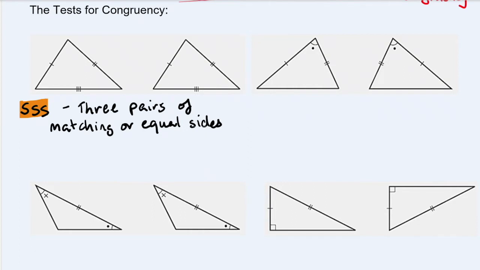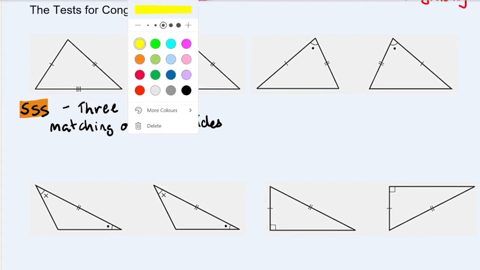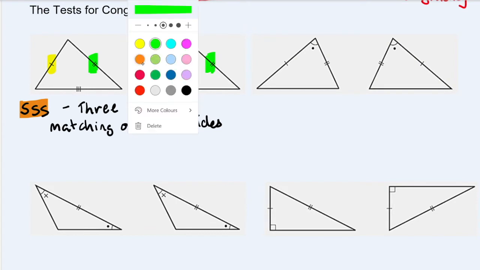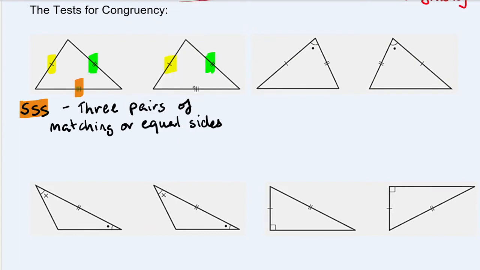So that's congruent. All 3 sides of the triangle must have a matching side that is equal to it in the other triangle. So let's change my highlighter color. This side is the same as this side. Matching pair. This side is the same as this side. Matching pair. And we're the same here, so another matching pair. So that is 3 pairs of matching or equal sides.